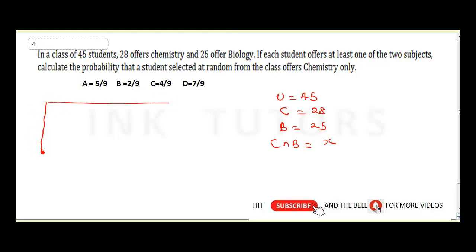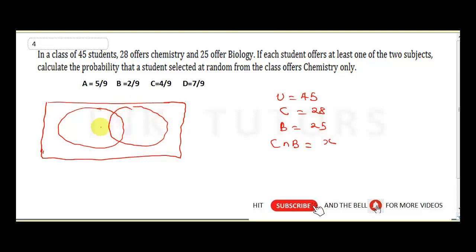So always learn to draw your Venn diagram. It's going to give you a descriptive measure of how to solve the question easily. Now remember, this is your X. Now this will be your chemistry and this will be your biology. So now chemistry is going to be 28 minus x to get only the people offering chemistry, while our biology is going to be 25 minus x.